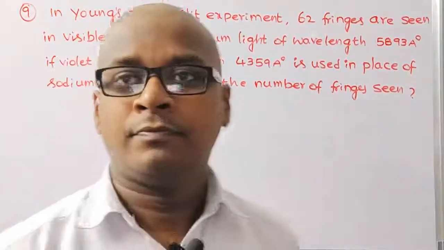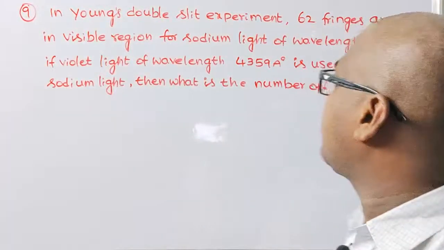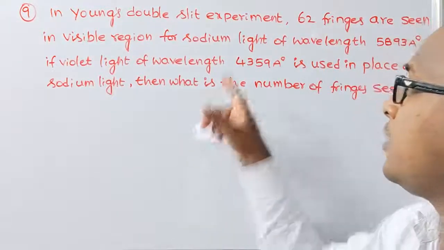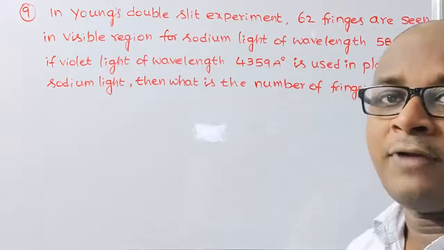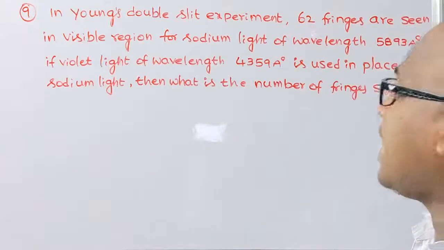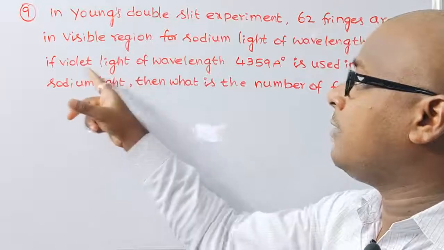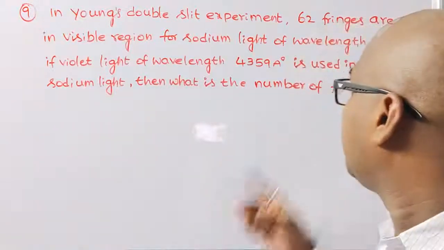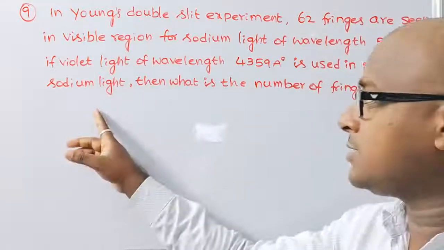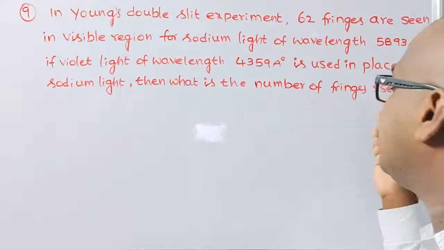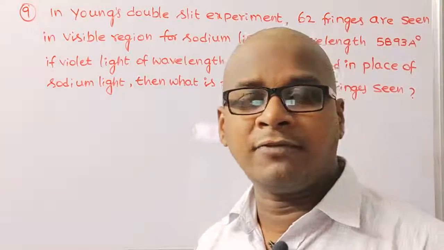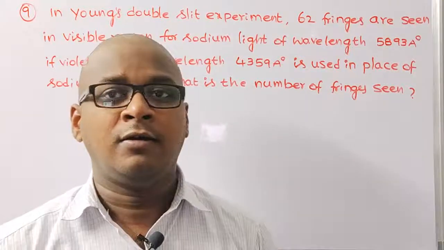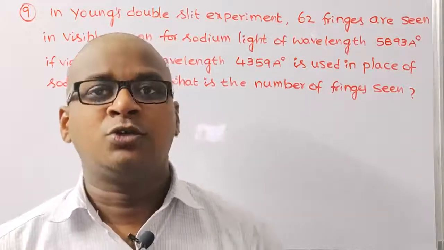9th problem. In Young's double slit experiment, 62 fringes are seen in the visible region for sodium light of wavelength 5893 angstrom. If violet light of wavelength 4359 angstrom is used in place of sodium light, then what is the number of fringes seen? So find out the number of fringes seen in the violet region in place of sodium light.